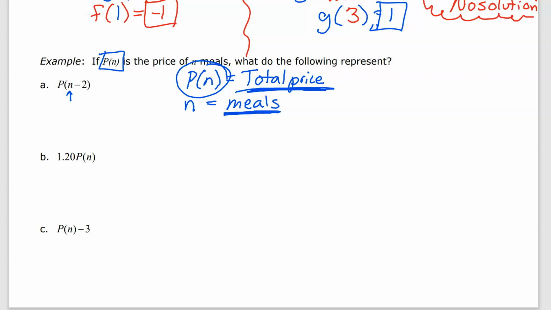So think about what that really means in real life. I only have to pay for 8 meals, but I got 10. That means I'm going to end up with 2 free meals.